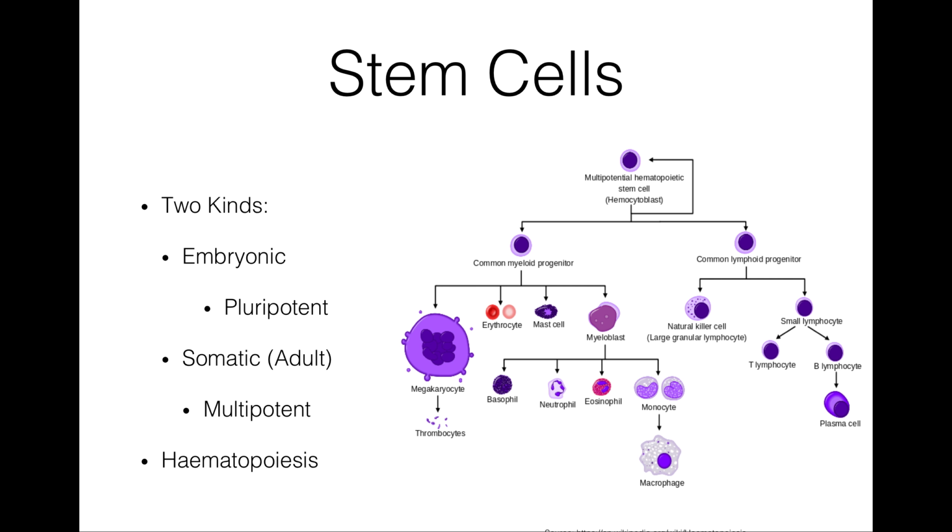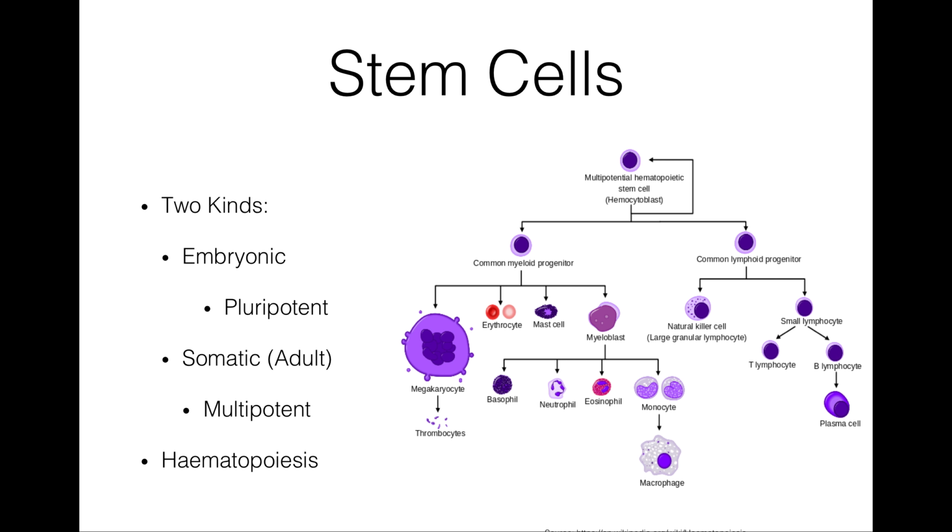And just as there are different ways for a stem cell to proliferate or differentiate, there are also two main different kinds of stem cells. The first kind of stem cell is the embryonic stem cell. This is present in the developing human embryo and all other mammalian animals for that matter. And the other kind of stem cell is the somatic or adult stem cell.